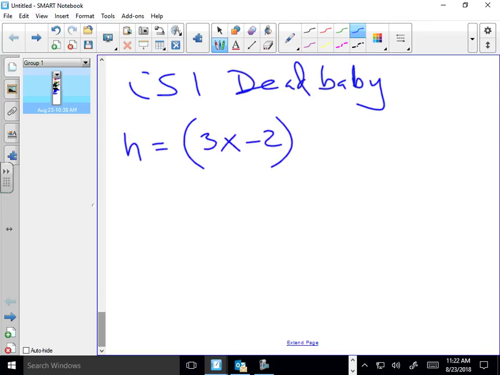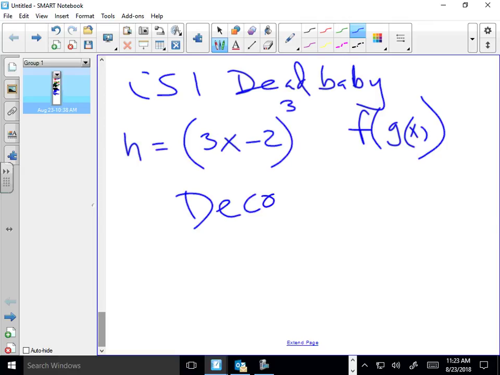3x minus 2 cubed. Here's little baby h of x. We need to try and locate its parents to tell its parents about the loss of the child. Well, we know in this part of the country that when functions make babies, they make babies with composition. And so our goal is to decompose this situation.